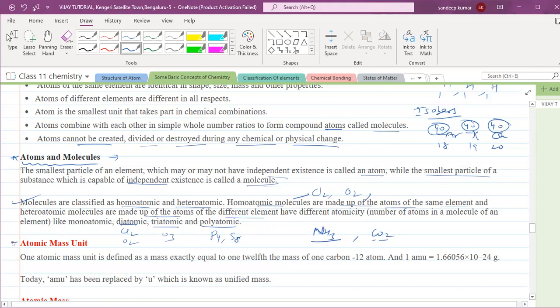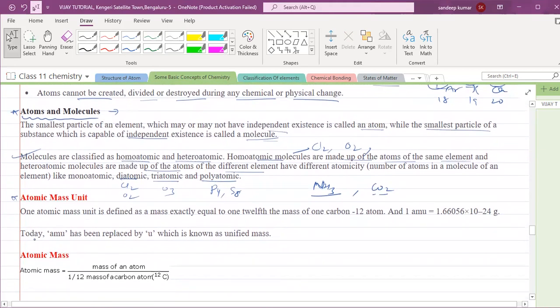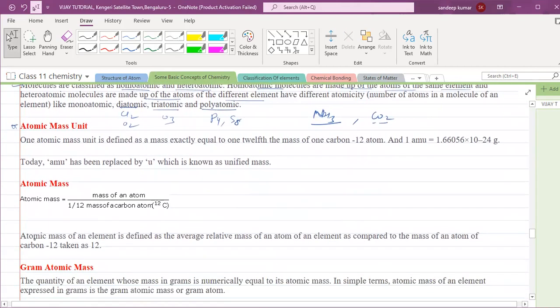Next, the concept is the atomic mass unit. Very important. So many students get confused between atomic mass unit and atomic mass. See here, one atomic mass unit is defined as the mass exactly equal to 1/12th of the mass of one carbon-12 atom. One amu is equal to 1.66 times 10 power minus 24 gram, you can remember up to here. Today amu has been replaced by u, which is known as unified mass.